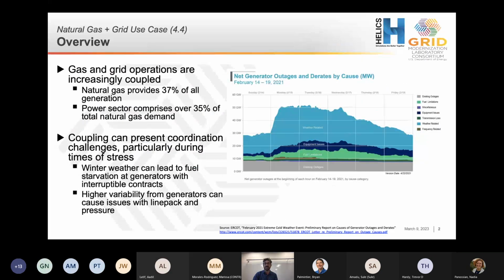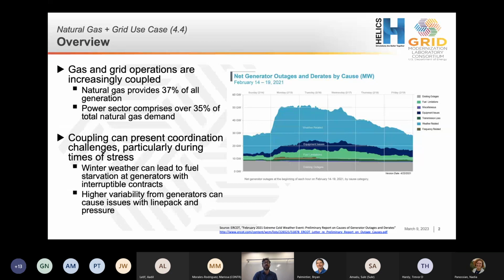Natural gas provides almost, as of last year, 37% of all generation. And on the flip side, the power sector itself is a huge portion, a little over a third of total natural gas demand. So these systems are really interdependent at this stage. And that coupling is very good. We've benefited a lot by having a lot of relatively inexpensive natural gas available in the system. That's helped the electric power system be more flexible and reduce emissions, at least in the medium term.